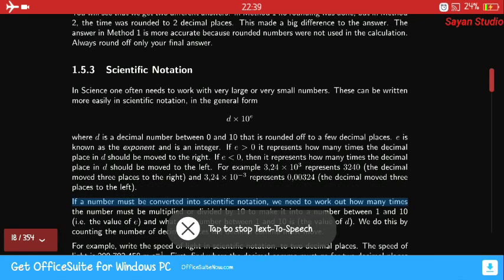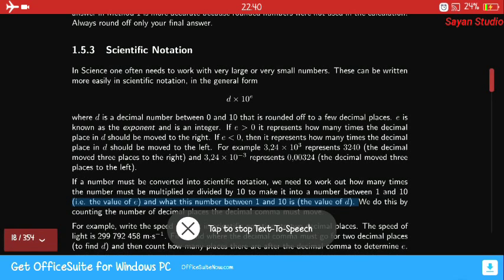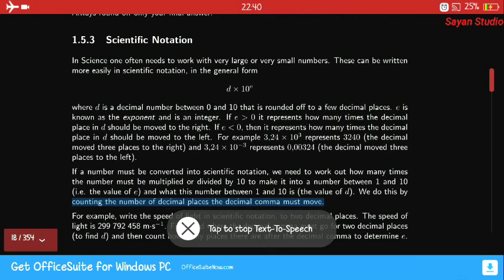If a number must be converted into scientific notation, we need to work out how many times the number must be multiplied or divided by 10 to make it into a number between 1 and 10. I.e. the value of e, and what this number between 1 and 10 is, the value of d. We do this by counting the number of decimal places the decimal comma must move.